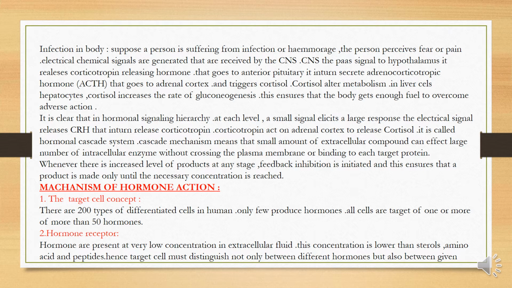Mechanism of hormonal action. There are two types. The first one is the target cell concept. There are 200 types of differentiated cells in the human. Only a few hormones, and all cells are the targets of one or more than 50 hormones. Hormone receptor. Hormones are present at very low concentration in extracellular fluid, and this concentration is lower than that of the sterols, amino acids and peptides. Hence, the target cell must distinguish not only between the different hormones but also between different kinds of chemicals.